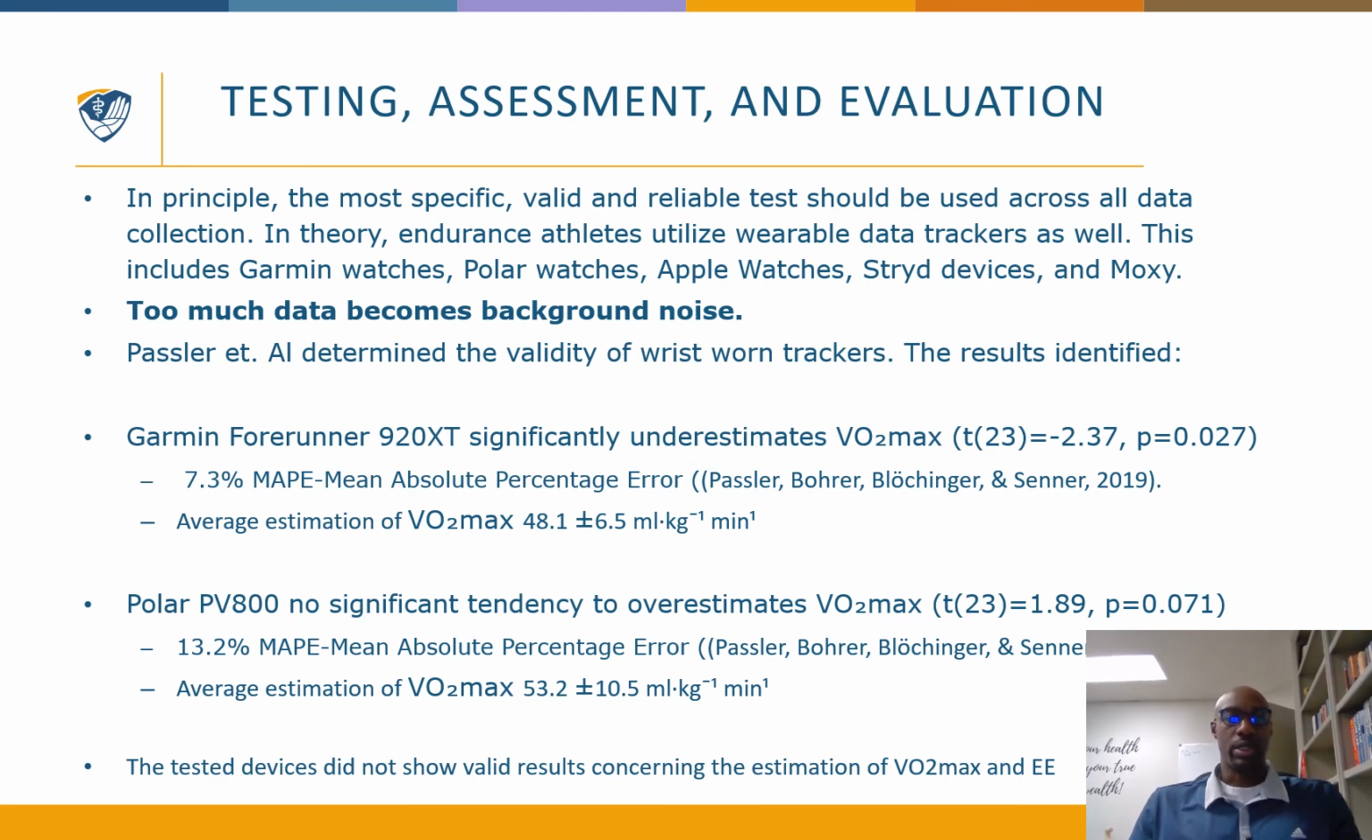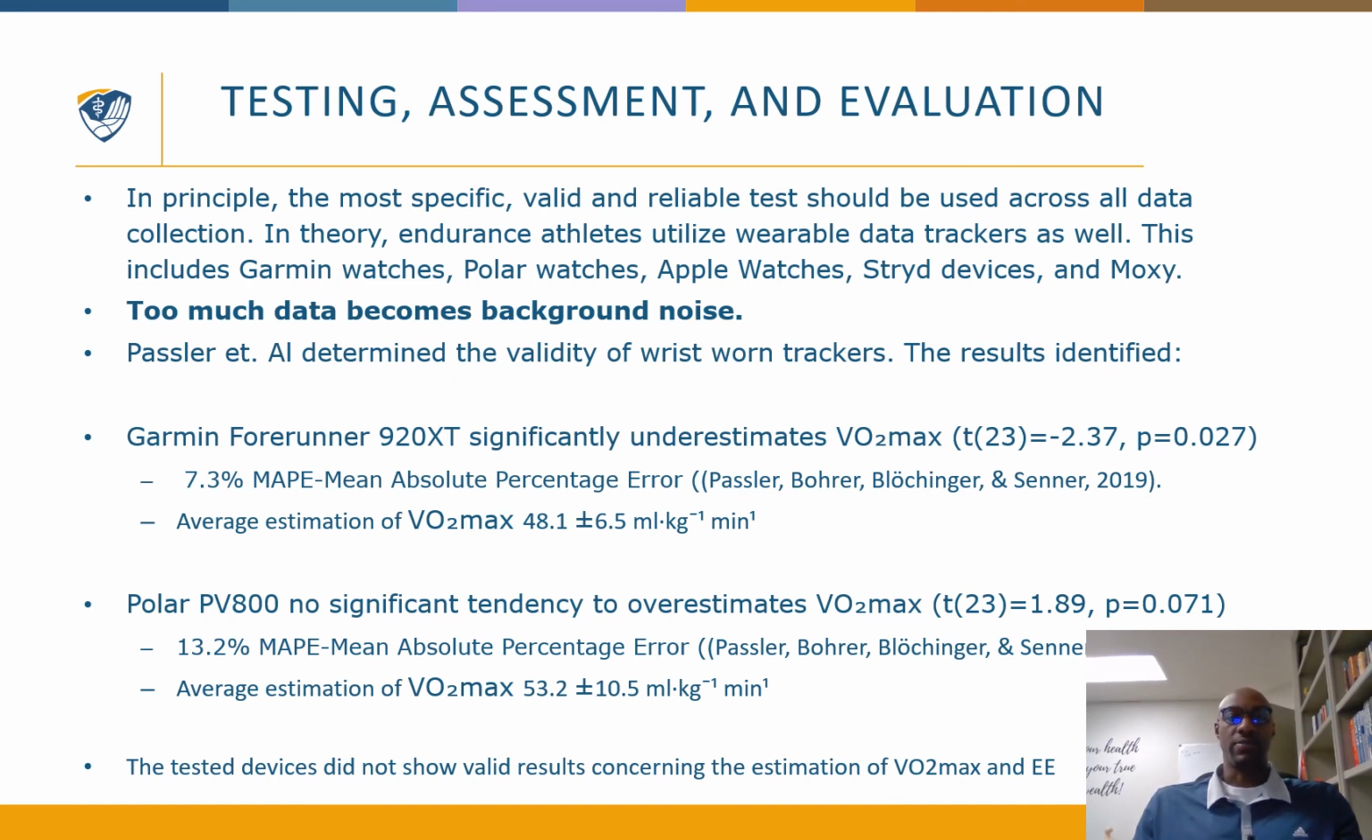Now, the Polar, and this is the Polar V800, had no significant tendency to overestimate VO2. And the T distribution of 23 personnel, put the number up there correct, it was a 7 actually. I have to change that probability, which looks like it's actually supposed to say a 71% probability. So the probability was higher on the V800. So there was a 13.2% mean absolute percentage error.